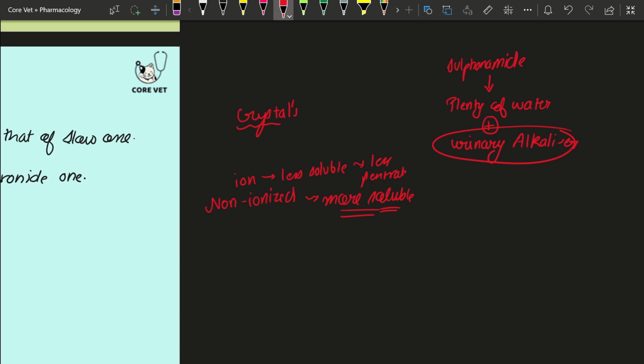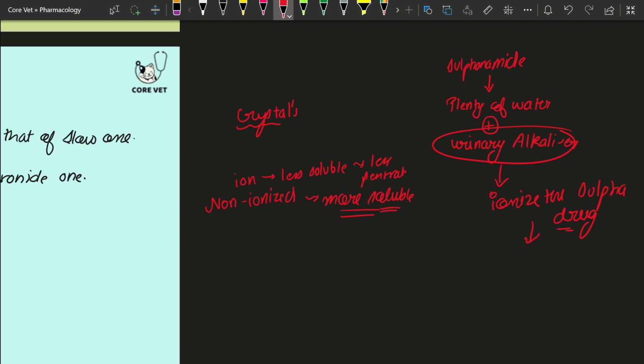So you don't want the drug to be absorbed into the blood circulation. You want the drug inside the urinary tubule to have an action towards the UTI infections, right? So whenever you give the urinary alkalizer, what will it lead to? It will ionize the sulfur drug. It will lead to the ionization of the sulfur drug.